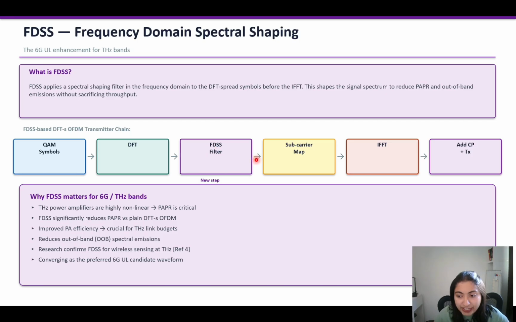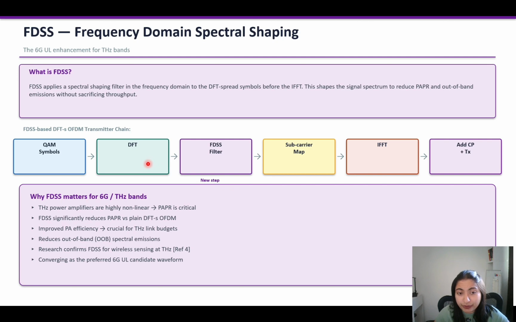Now look at the chain here. The standard DFT-s OFDM goes, and then there is an FDSS filter, then subcarrier mapping, and IFFT is done, and then the cyclic prefix is added. So FDSS is just an extra step here.